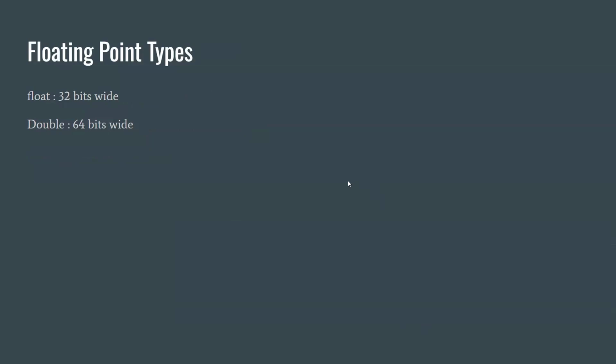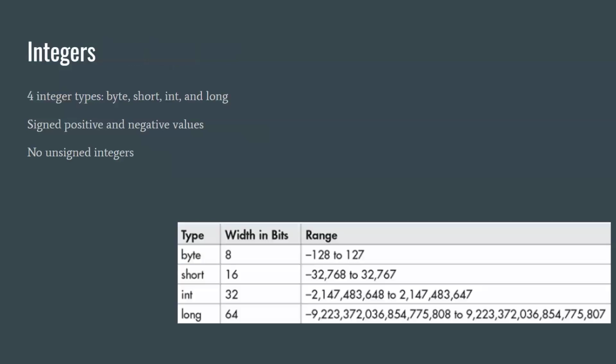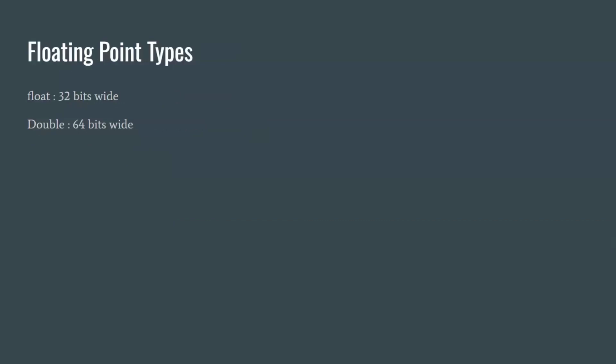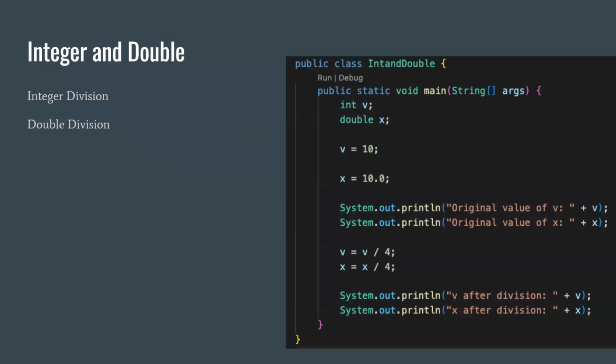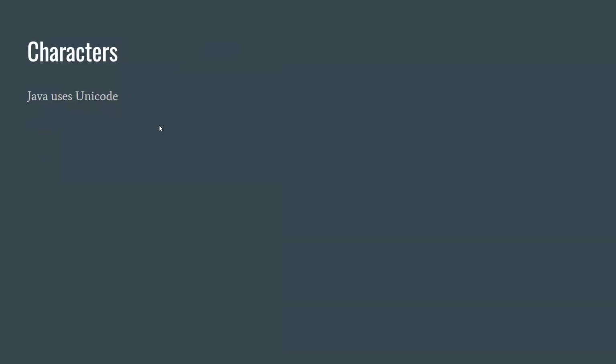Floating point types, there are mainly two types. There's float that is 32 bits wide, and there's double that's 64 bits wide. Similar to integer, it will represent a range from positive to negative floating values. And the thing you want to be aware of is that there are two types of division. One is integer division and another is double division.